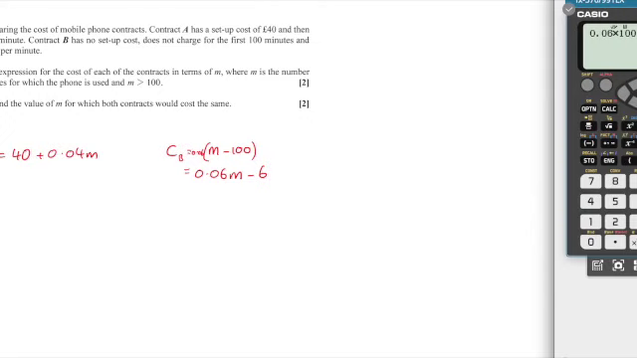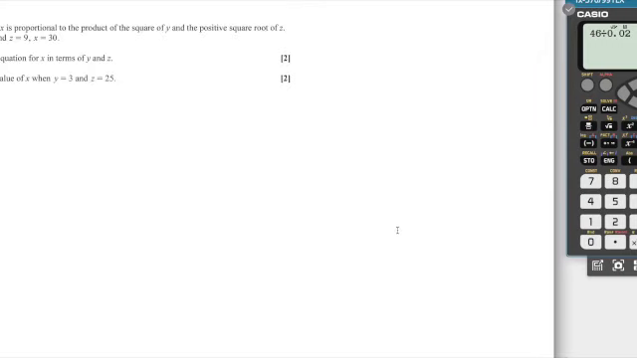It then says, hence find the value of m for which both contracts would cost the same. So let's make those equal to each other. 40 plus 0.04m is 0.06m take 6. 46 is 0.02m. So m is 46 divided by 0.02, which is 2,300 minutes. That's a long time to be on the phone.